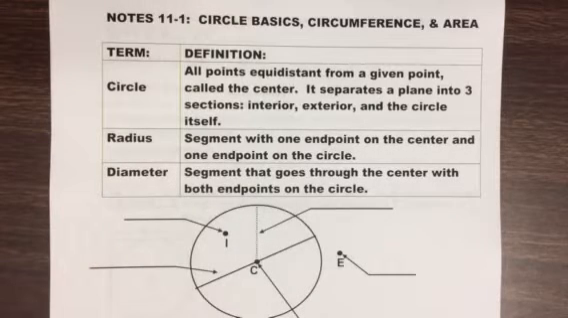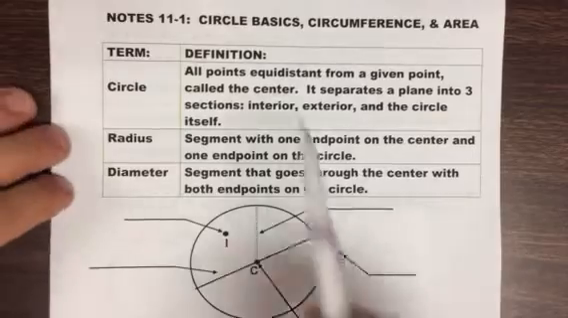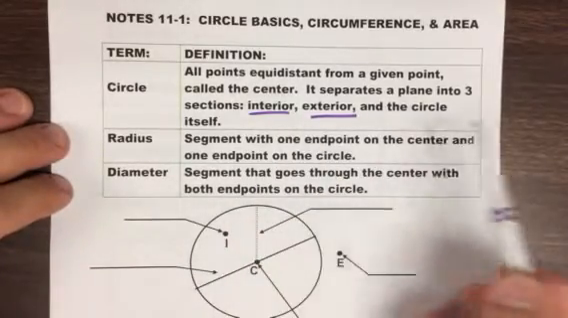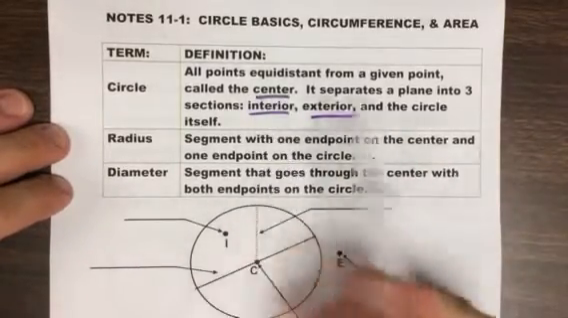Today we'll be talking about circle basics, circumference, and area. So first off, we've got to talk about what a circle is. It is all points equidistant from a given point, also called the center. It separates a plane into three sections: the interior, the exterior, and the circle itself. These are going to be important words for us: the interior, the exterior, and the center.